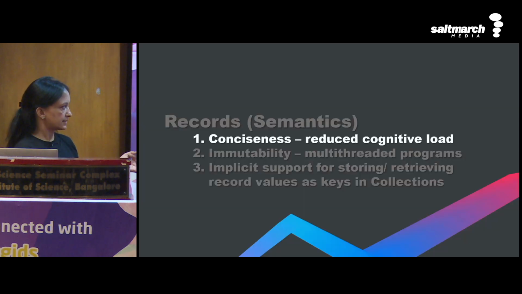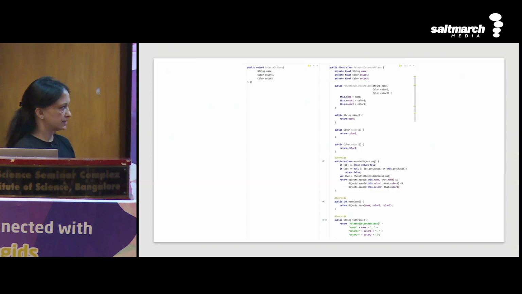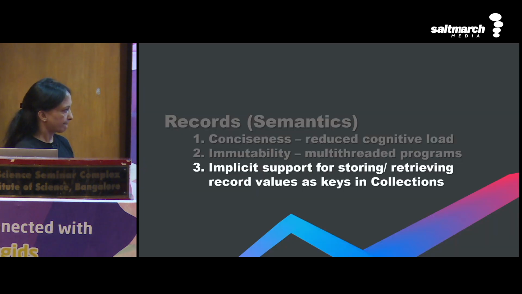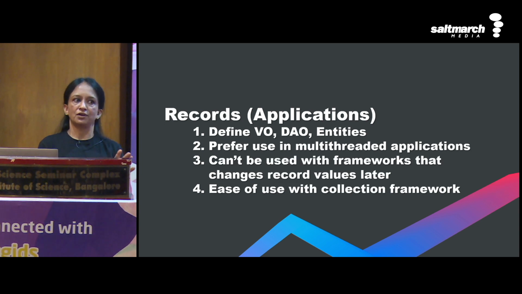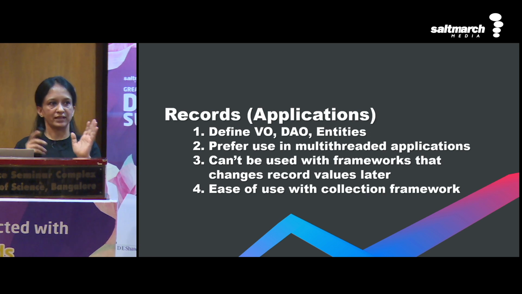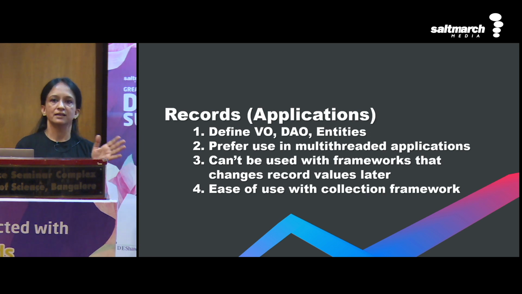So I talked about conciseness, immutability, and the implicit support, and we've already talked about that. And of course, you can use records to define your value objects, your data access objects, and your entities. Whenever you are hearing about any new feature, whether on your own or from a speaker, the best way to learn about a feature is to ask what the drawbacks are. So does anyone know what the drawbacks of records are?